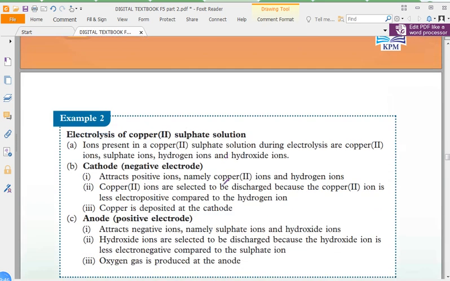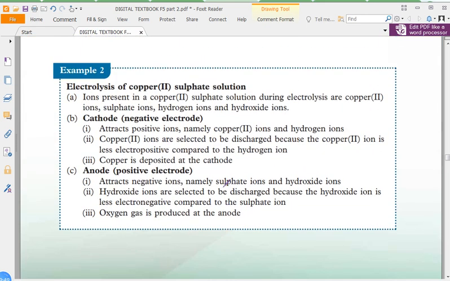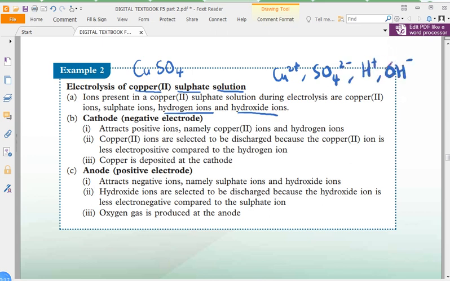Okay, example number 2, we have electrolysis of copper 2 sulfate solution. Okay, copper 2 sulfate solution. Ions present in copper 2 sulfate solution during electrolysis are copper 2 ions, sulfate ion, hydrogen ion because of solution, and also hydroxide ions. Okay, Cu2 plus, sulfate, hydrogen ions, and also hydroxide ion. Cathode, negative electrode attract positive ion, namely copper 2 ion and hydrogen ion.